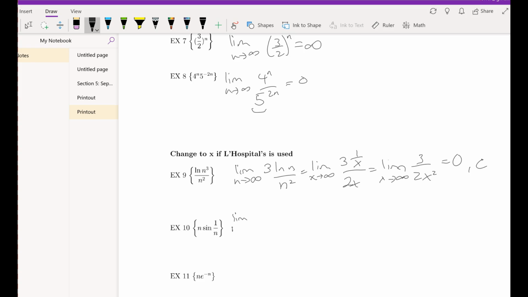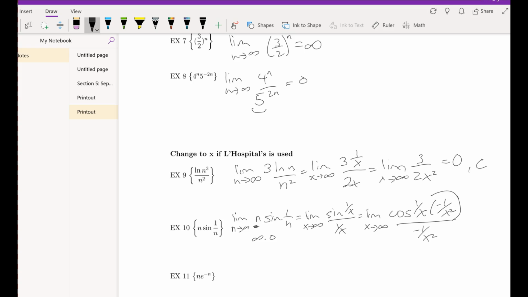So here, if I take the limit as n goes to infinity, initially, I get infinity times 0. You know that's a case where you want to employ L'Hopital's rule, but you want to move one of the terms to the denominator. So I'm going to move this n to the denominator as 1 over n, but I'm changing to x's because I know I'm using L'Hopital's. So I get the derivative of the top over the derivative of the bottom. These two terms cancel, so I get cosine of 1 over x. As x goes to infinity, I get cosine of 0, so that's 1, so it converges.